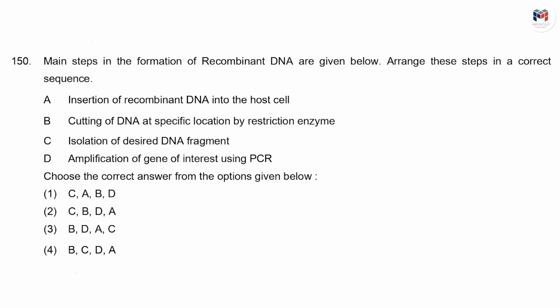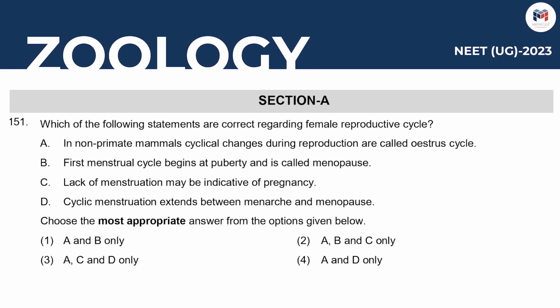Question number 150. Main steps in formation of recombinant DNA are given below. Arrange these steps in a correct sequence. Choose the correct answer from the options given below. The answer is option number 4, B, C, D, A. Zoology, Section A. Question number 151. Which of the following statements are correct regarding female reproductive cycle? Choose the most appropriate answer from the options given below. The answer is option number 3, A, C and D only.